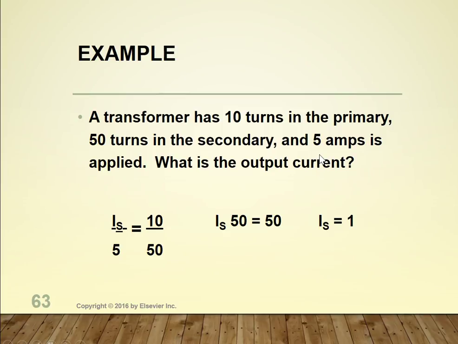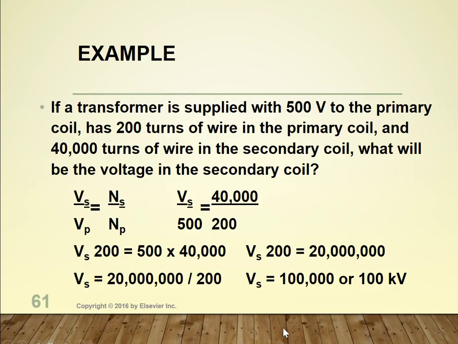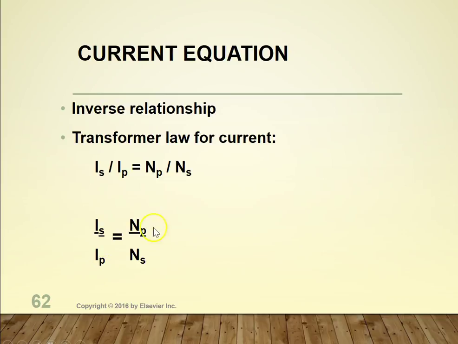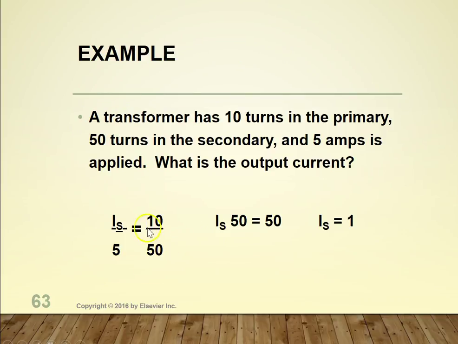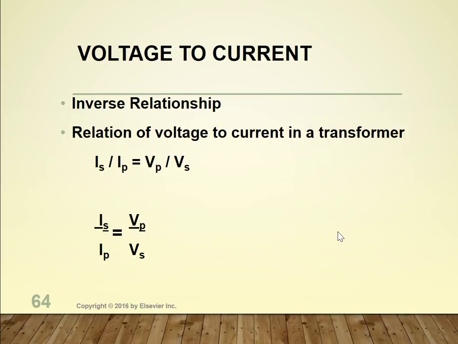So if a transformer has 10 turns in the primary, 50 turns in the secondary, and 5 amps is applied, what is the output current? If you use that formula, Is over Ip equals Np over Ns, then you have Is over 5 equals 10 over 50. Cross multiply, Is times 50 equals 50, so Is is 1. We started with 5 amps and now we're down to 1 because we increased the number of turns in the transformer. Inverse relationship. Let's do one more.